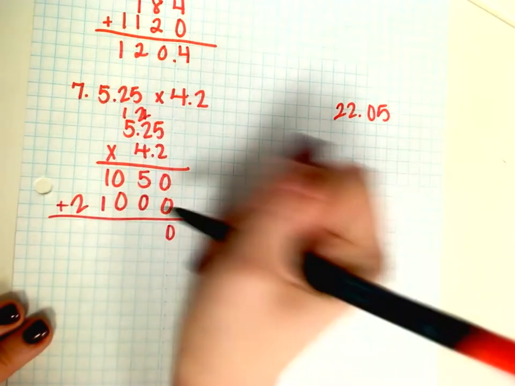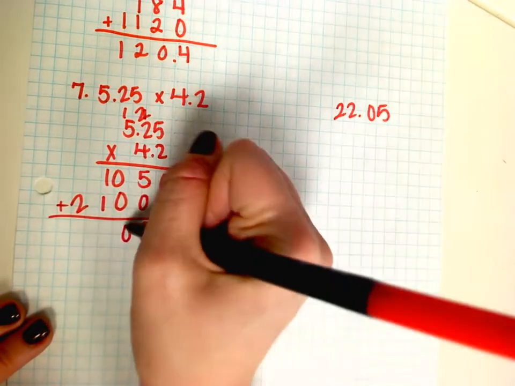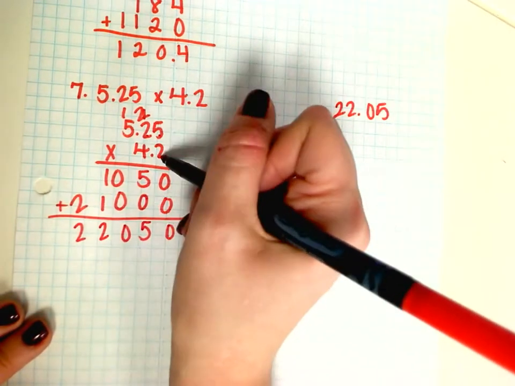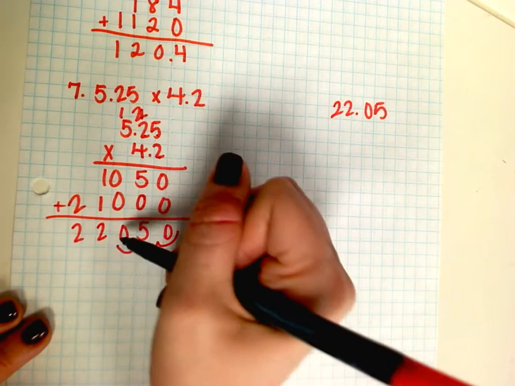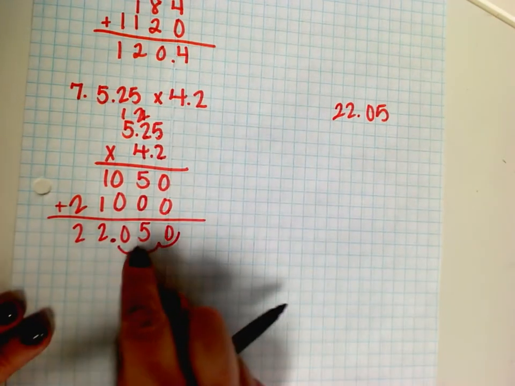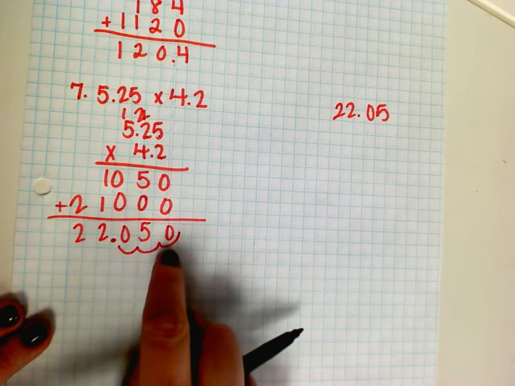0 plus 0 is 0. 5 plus 0 is 5. 0 plus 0 is 0. 1 plus 1 is 2. Bring down the 2. Now I have 1, 2, 3 hops. 1, 2, 3. When I do that, I get 22 and, like Ellen said, 50 thousandths.